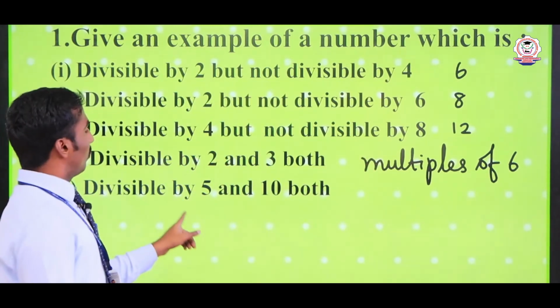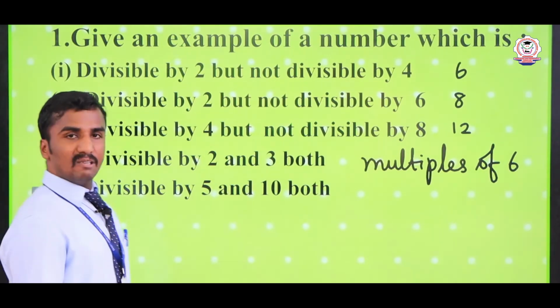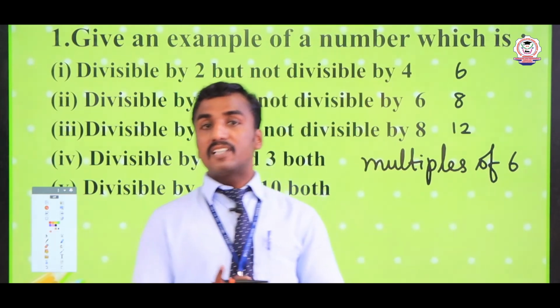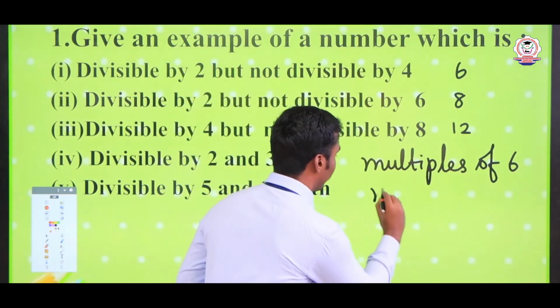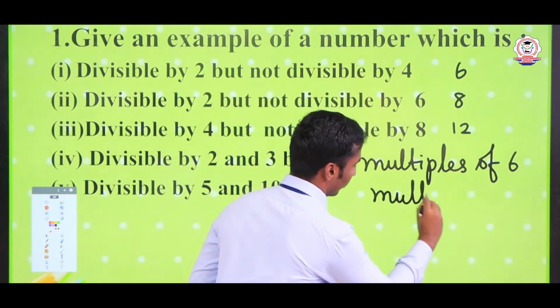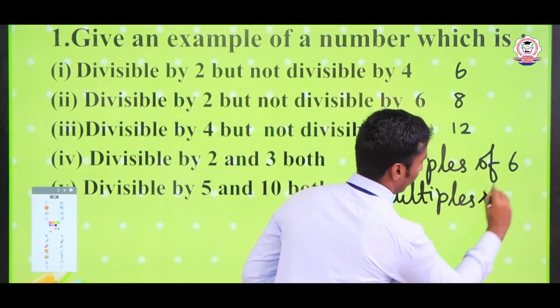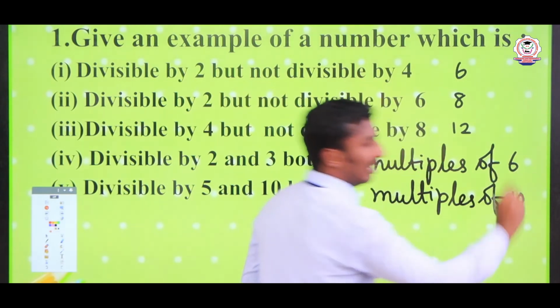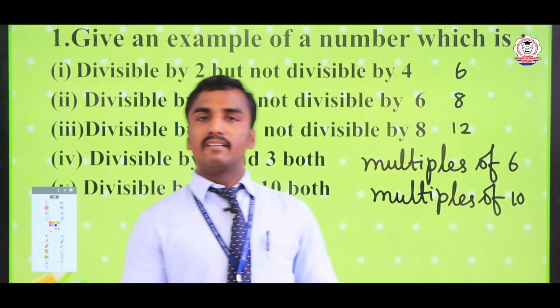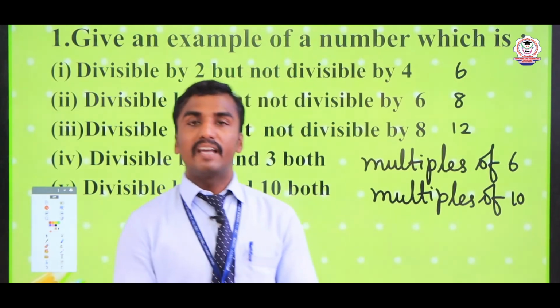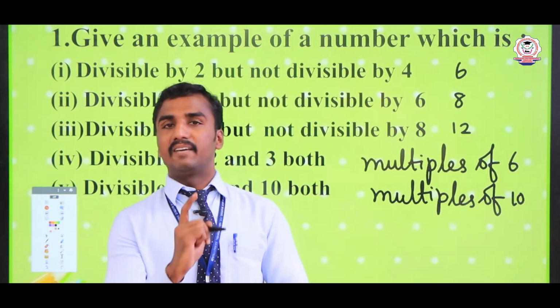Next one, divisible by 5 and 10. So this is the example, multiples of 10: 10, 20, 30. These are the multiples of 10. These numbers are exactly divisible by 5 and 10, right?